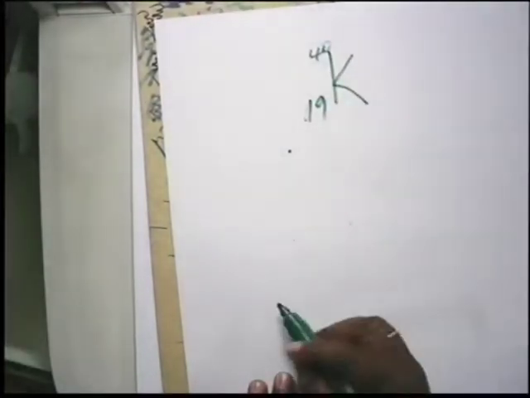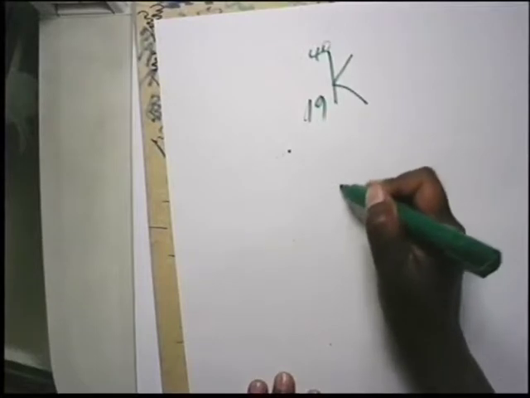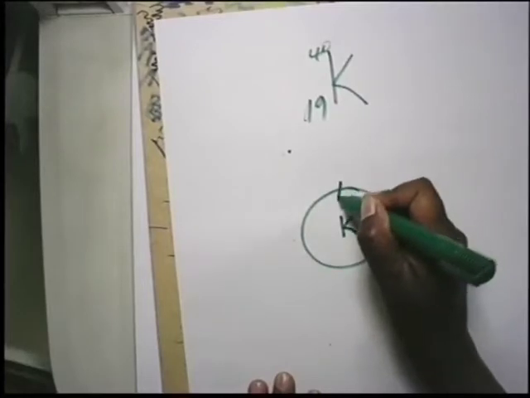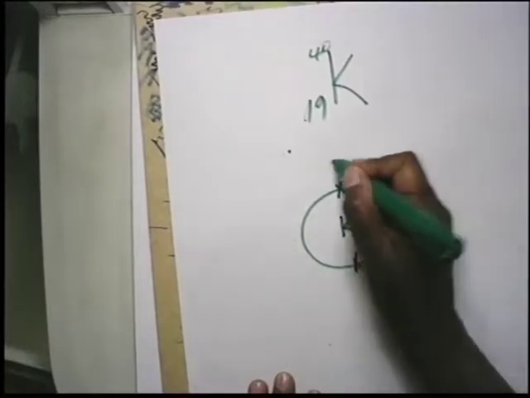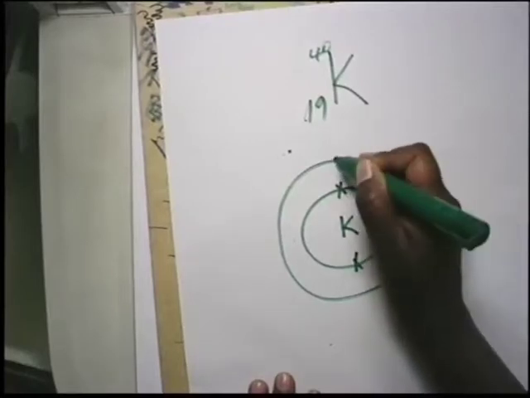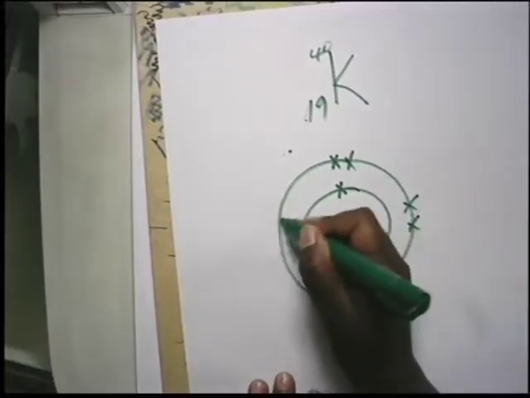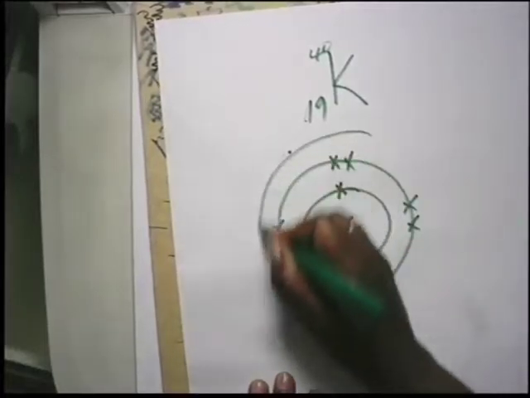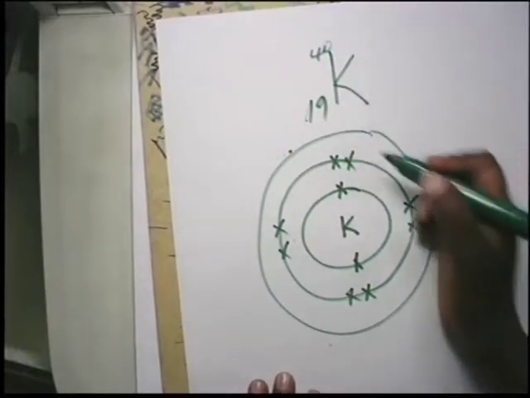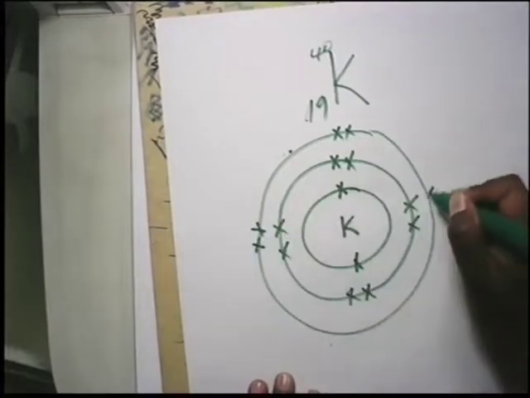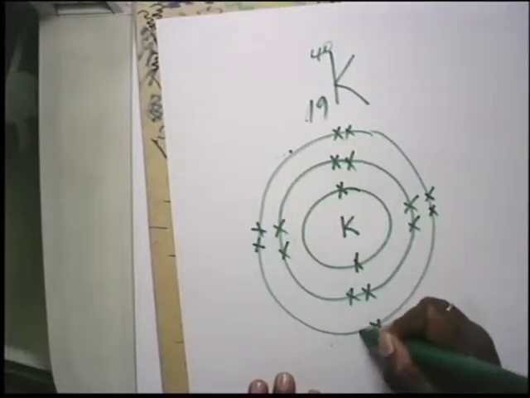We have the atom of potassium, 40 and 19. And when we draw, we know the first shell always has 2. And the next shell, for it to be full, must have 8. 1, 2, 3, 4, 5, 6, 7, and 8. The next one also, because we have to make up this 19, 1, 2, 3, 4, 5, 6, 7, 8.